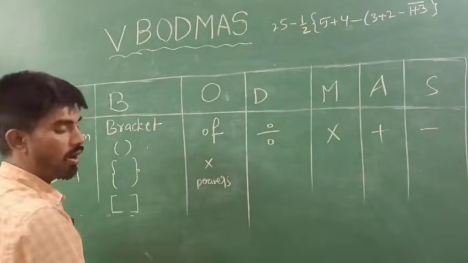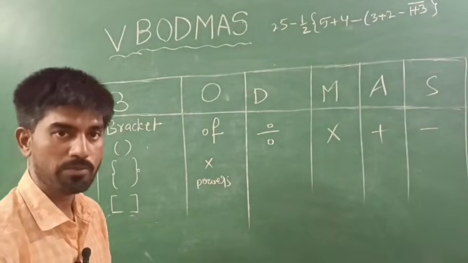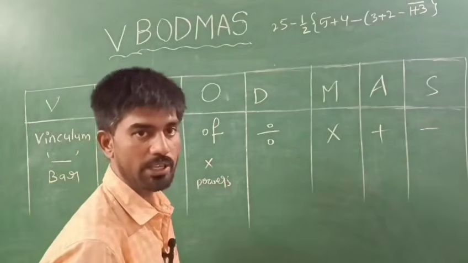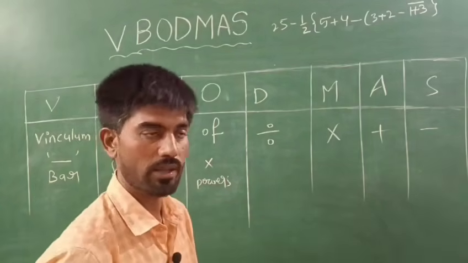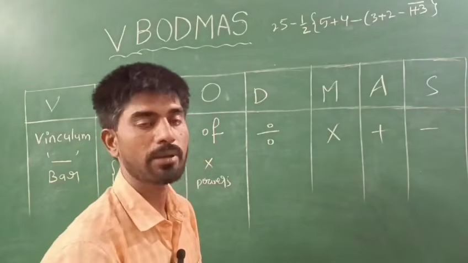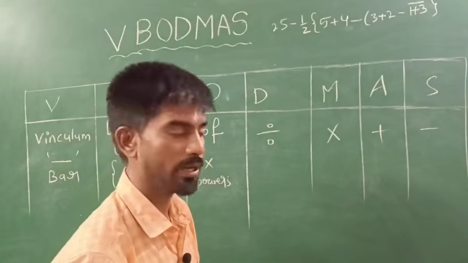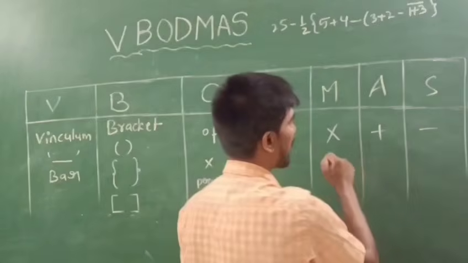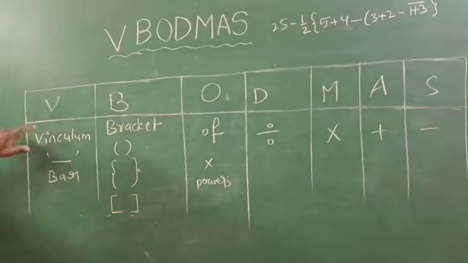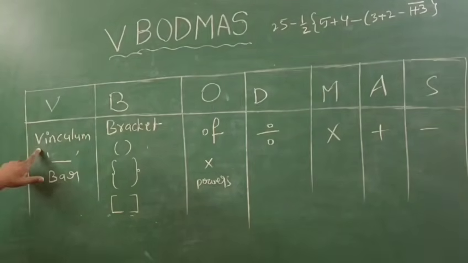O stands for of, nothing but multiplication. Sometimes we use powers. D stands for division. Division is nothing but repeated subtraction. M stands for multiplication. Multiplication is nothing but repeated addition. A stands for addition. S stands for subtraction.